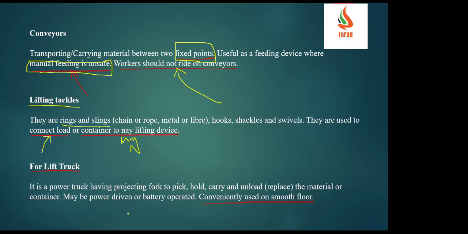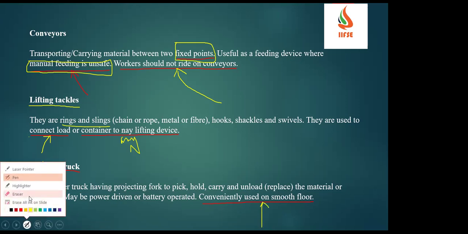Then the forklift truck is a power truck having a projected fork to pick the material and also hold, carry and unload or replace a material or a container. It will carry containers also, and it will carry material as well. It may be power driven or battery operated, conveniently used on smooth floors. It is suitable for use on a plain surface area.